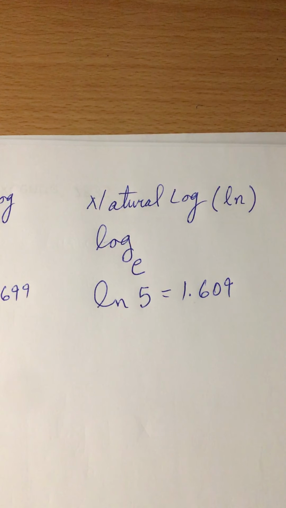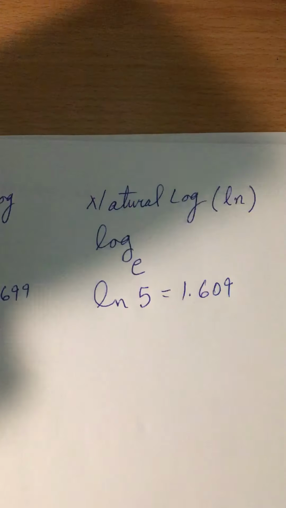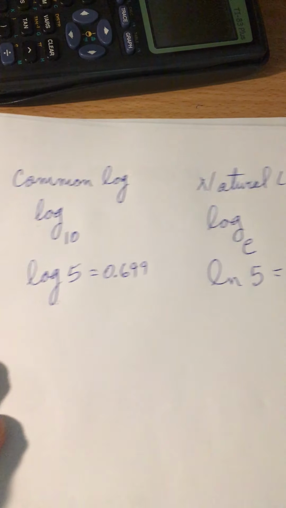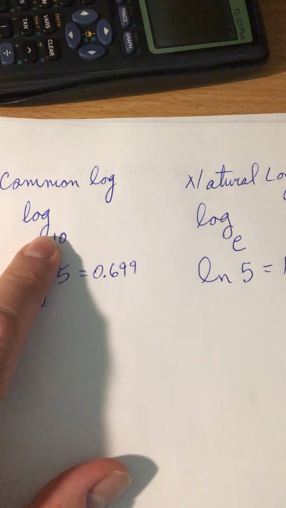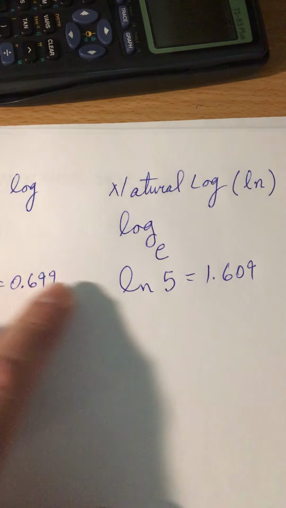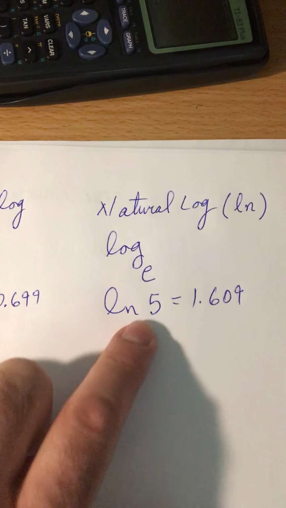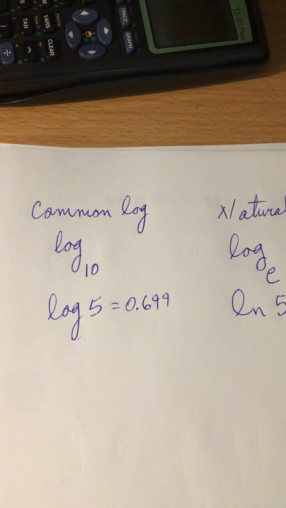So make sure you remember those, natural log and common log. So if log base 10, it's called common log. If it's log base e, it's called natural log, which has its own symbol. And log and the base, if it's 10, we don't show it.